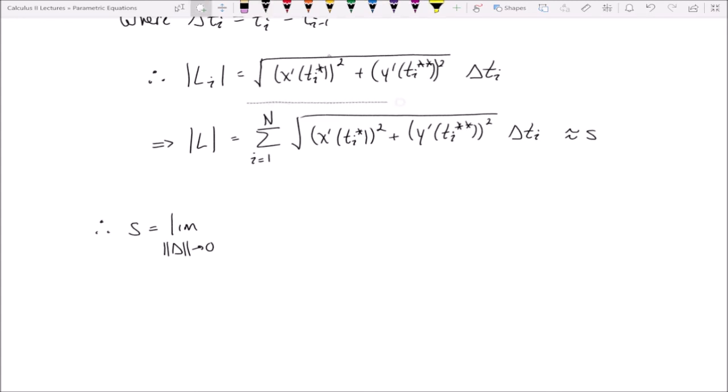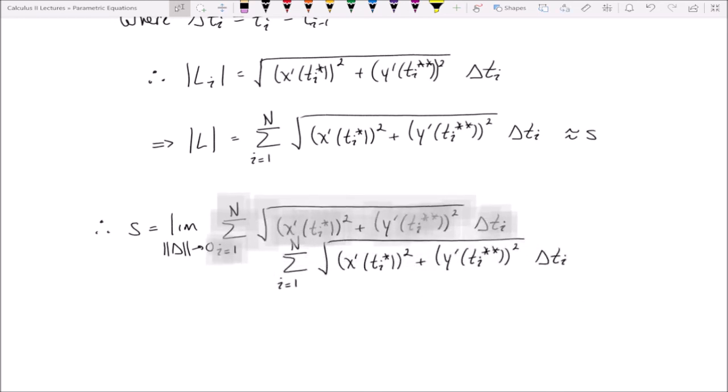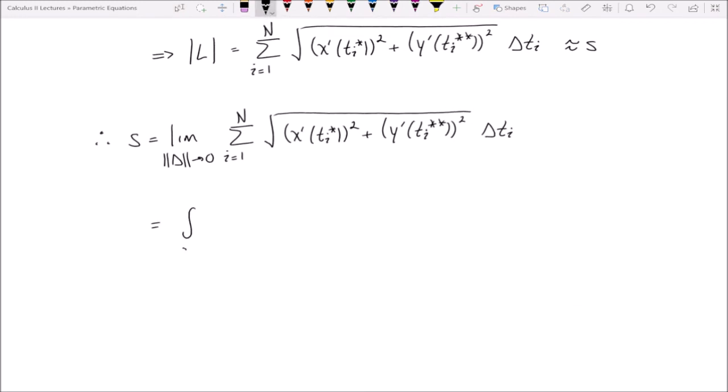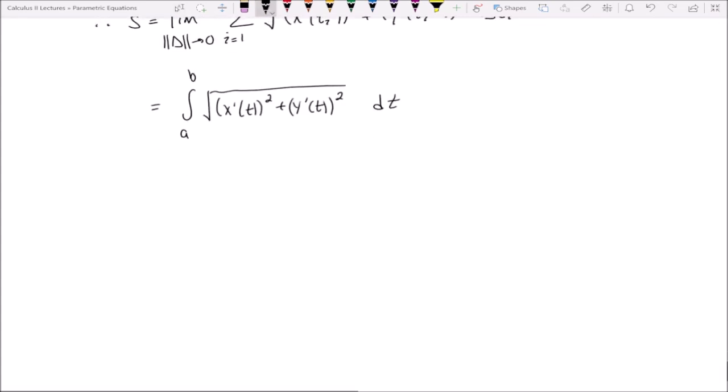Right, and pass this summation through the limit to get the integral from a to b of the square root of x prime of t squared plus y prime of t squared dt. All right, so this will now be formally stated.